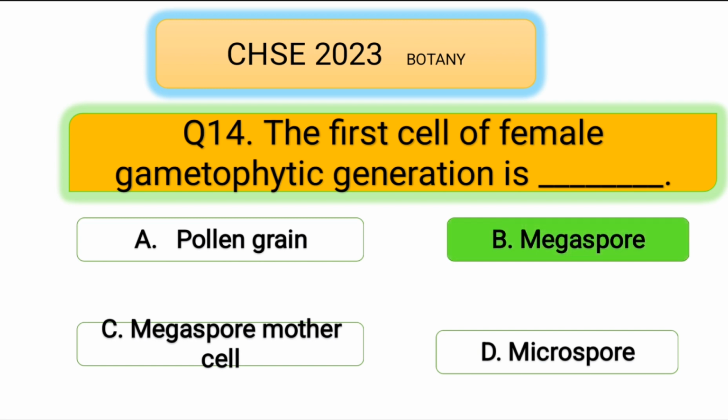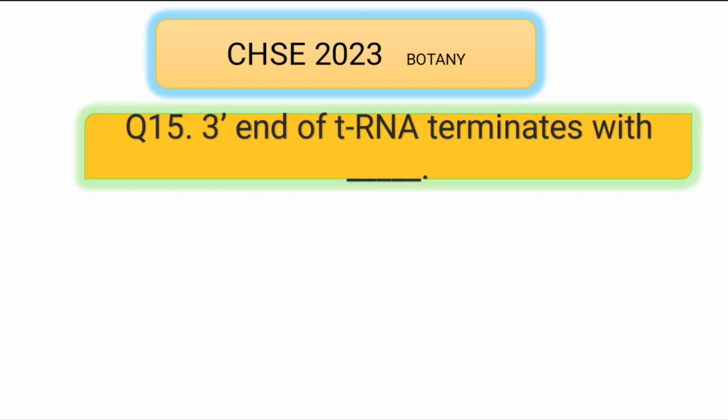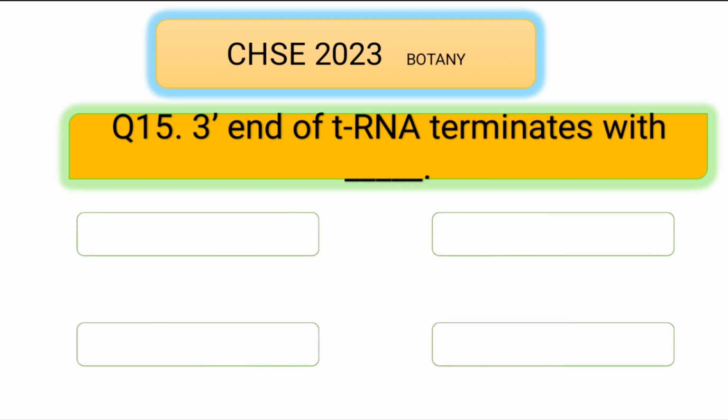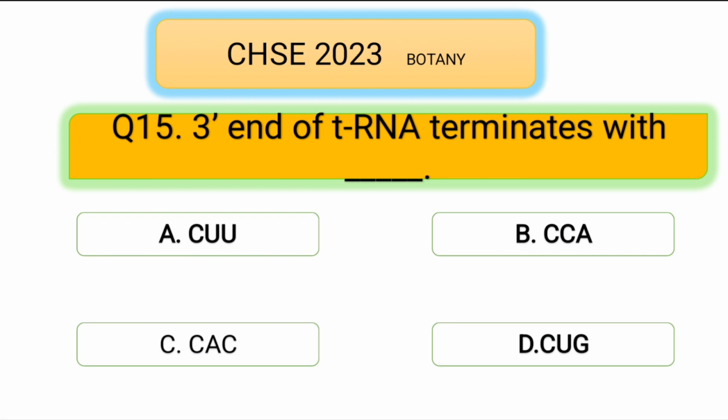The next question: the 3' end of tRNA terminates with dash. Okay, fill in the blanks. So the 3' end of the tRNA terminates with what? The options were CUU, CCA, CAC, then CUG. Option B is the correct one, that is CCA. So the 3' end of tRNA terminates with the sequence CCA.